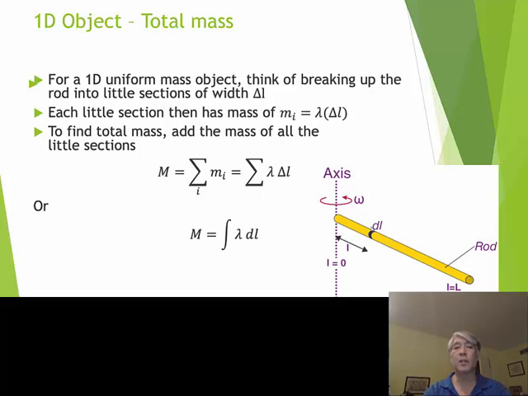To calculate the mass of a one-dimensional object, we're going to think of breaking this rod, shown in the lower right-hand corner, into little sections of width delta L. Each little section will have a mass equal to lambda times that delta L. Same process to find total mass, we'll just add all those things up. Because it's one-dimensional, it's a single integral of lambda dL, where lambda is the density function. In this case, it's just a constant, and we would integrate this from 0 to L.